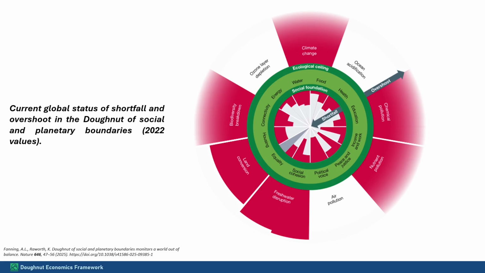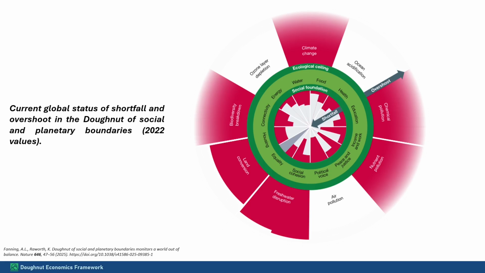Hi everyone. In this graph, we have the current global status of shortfall and overshoot in the donut of social and planetary boundaries for 2022. Social wedges in the inner ring show the status of humanity relative to minimum social standards, and ecological wedges in the outer ring show Earth system status relative to planetary boundaries.